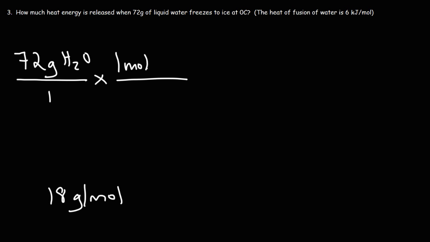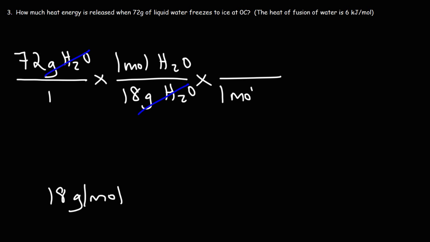So 1 mole of water has an approximate mass of 18 grams. So now that the unit grams cancel, let's convert moles to kilojoules. When 1 mole of water freezes, it's going to release 6 kilojoules of thermal energy. So that's what the heat of fusion tells us.